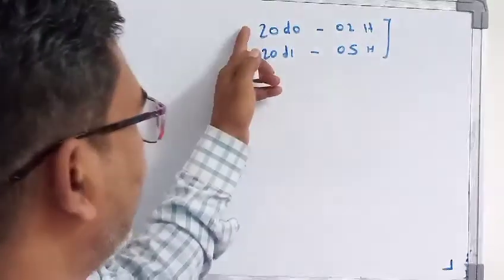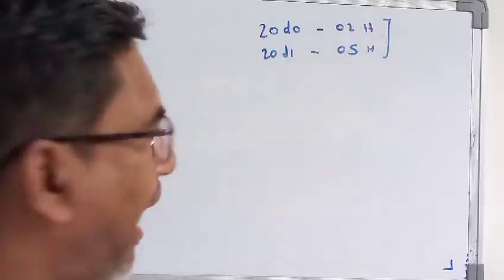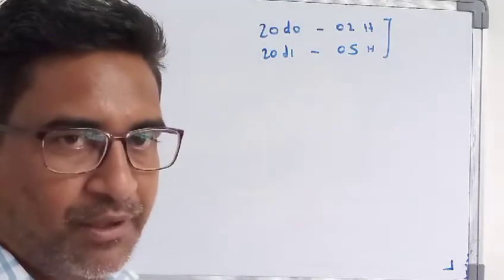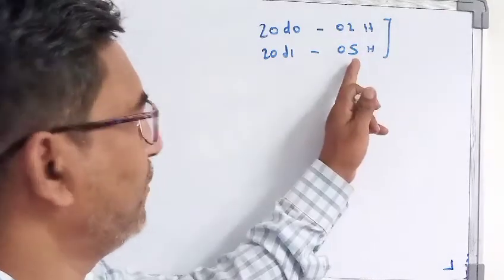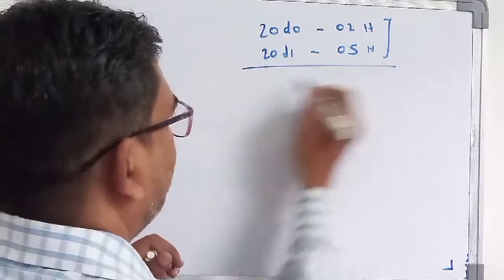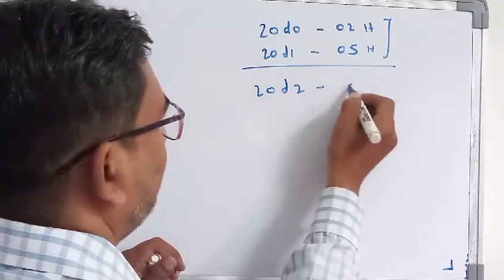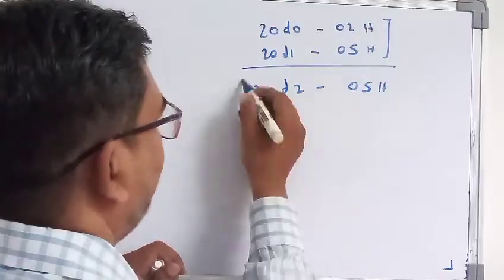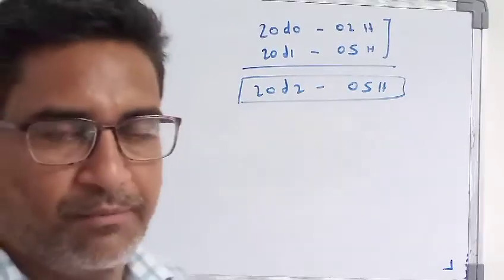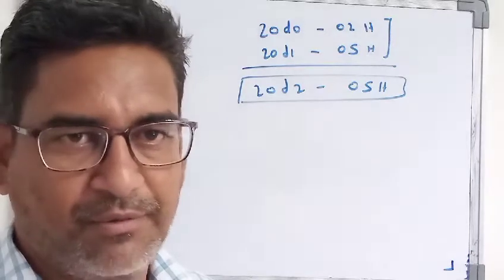From these two numbers you are going to identify which is the larger number. Observing these two data, the result at 20D2 will be the answer, that is 05H. This we have to see by using the microprocessor program.